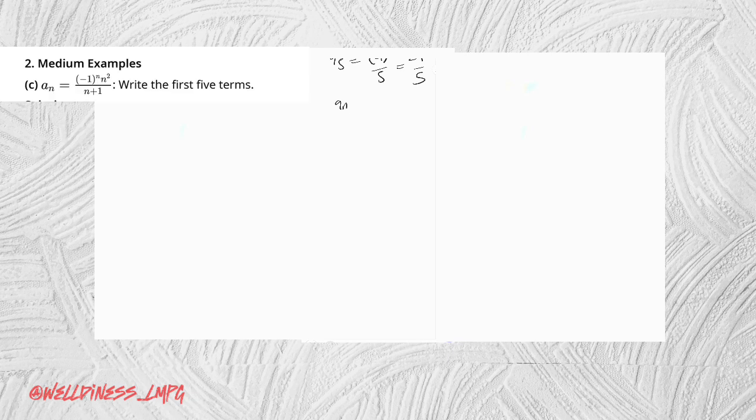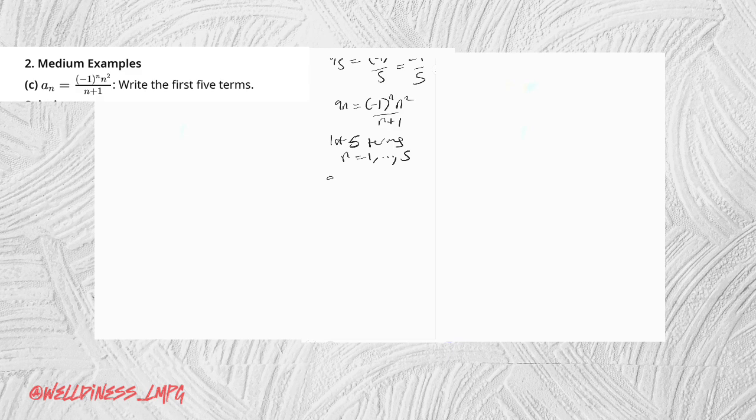So for our next question, we're going to have an is equals to minus 1 raised to power n times n squared divided by n plus 1. Write the first 5 terms. So as usual, you're going to substitute 1, 2, 3, 4, 5 into n until you arrive at your final answer.